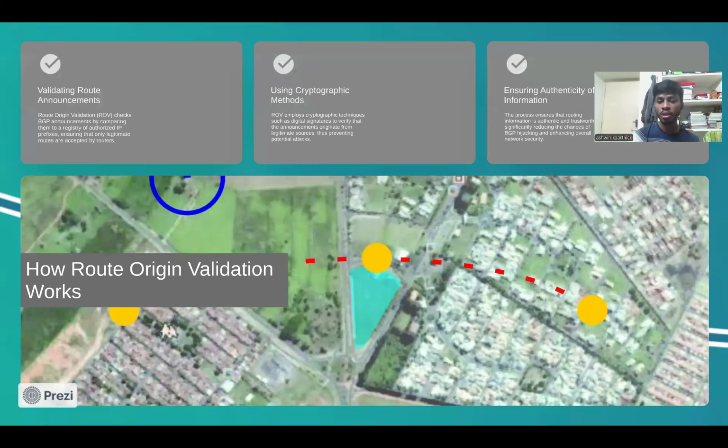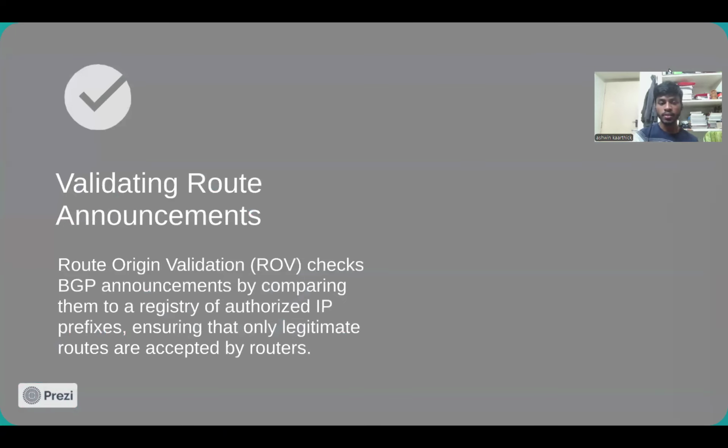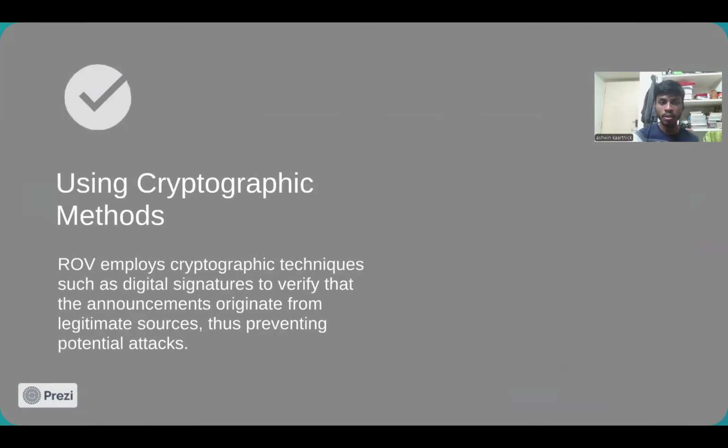So, how does ROV work? It validates the route announcement. ROV checks BGP announcements by comparing them to the registry of authorized IP prefixes, ensuring that only legitimate routes are accepted by the routers. Using cryptographic methods, ROV employs cryptographic techniques such as digital signatures to verify that announcements originate from legitimate sources, thus preventing potential attacks.